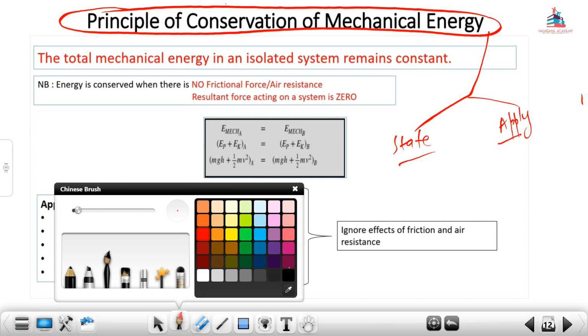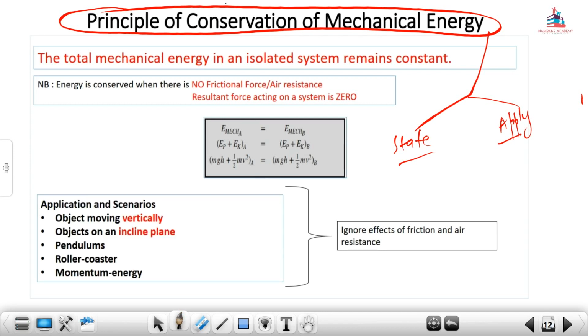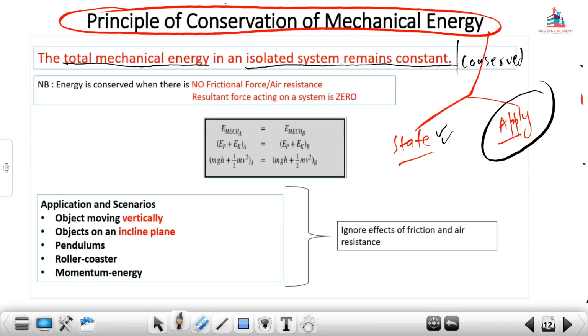So the conservation of mechanical energy states that the total mechanical energy in an isolated system remains constant. Basically, it sounds the same as the conservation of linear momentum. So the total mechanical energy in an isolated system remains constant, or we can even say it is conserved 100%. So that is now the part of stating. Let's look into the application thereof.